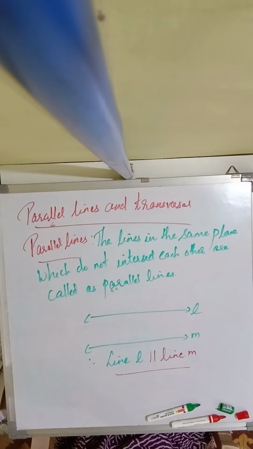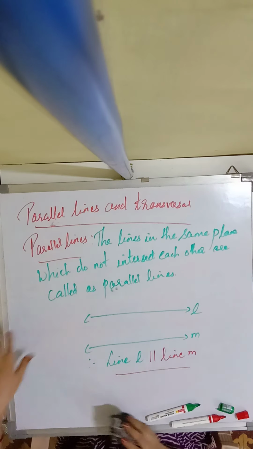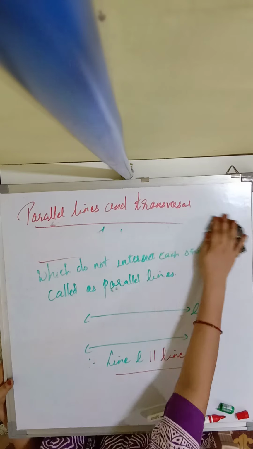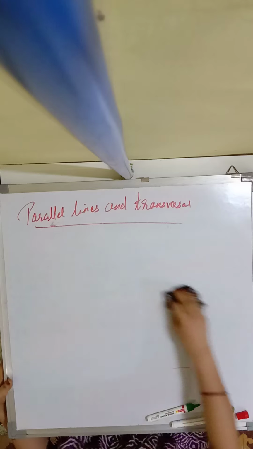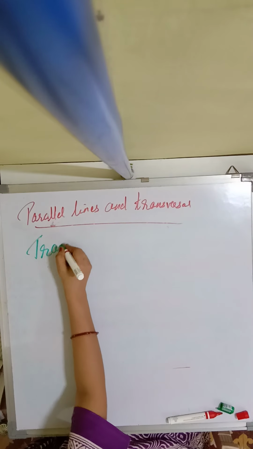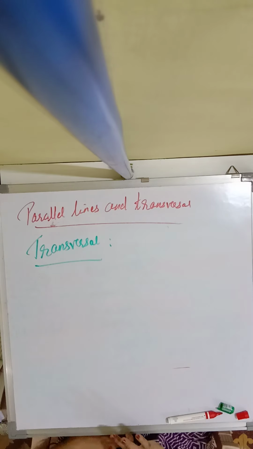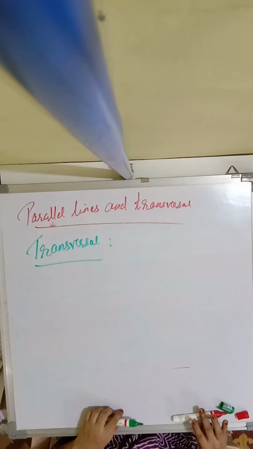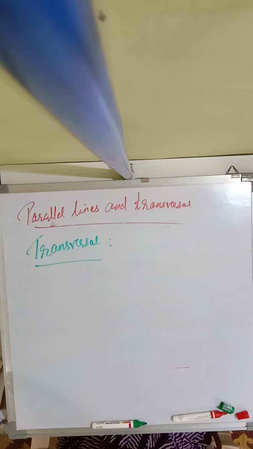Okay, now let's move to the next definition, that is transversal. Very, very important definition. Now you can copy this, children. Now the next topic we are going to learn is very, very important, is transversal. Now what is transversal? Transversal is nothing but, children, a line which intersects two other lines at two distinct points. Okay, this line will be called a transversal.